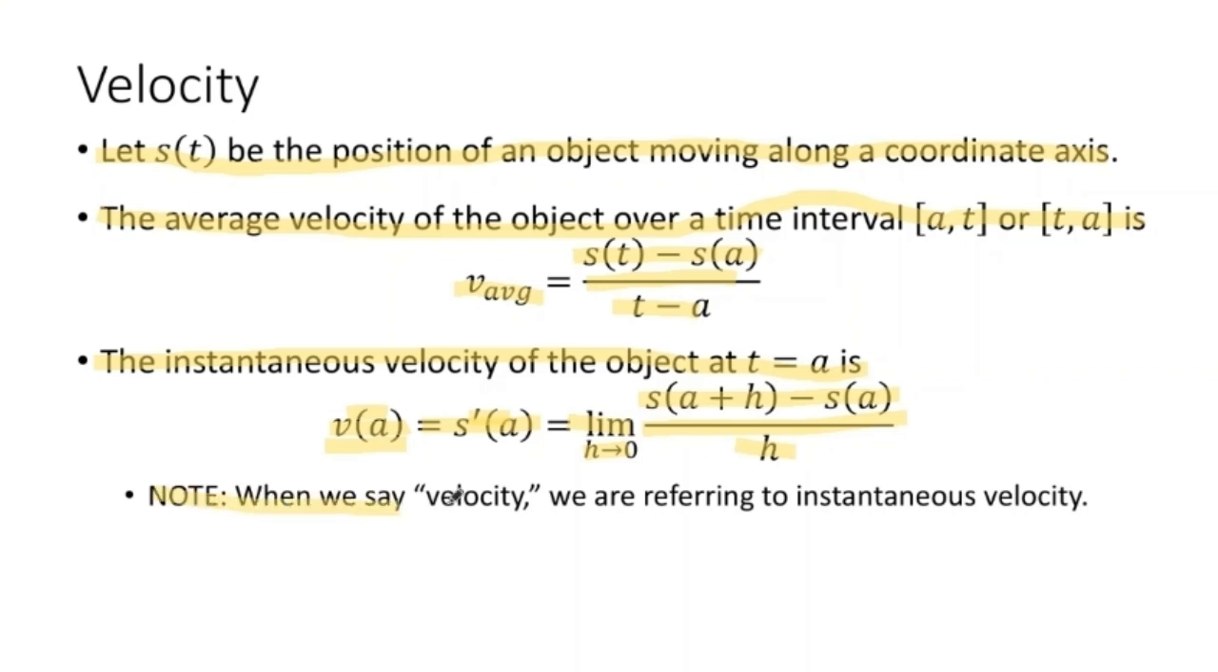One thing to note, oftentimes instead of saying instantaneous velocity, we'll just simply say velocity. When we simply say velocity, we are referring to instantaneous velocity. If we want to refer to average velocity, we will say average velocity. So anytime you hear the word velocity without the word average or instantaneous, assume that it is instantaneous velocity we're referring to.